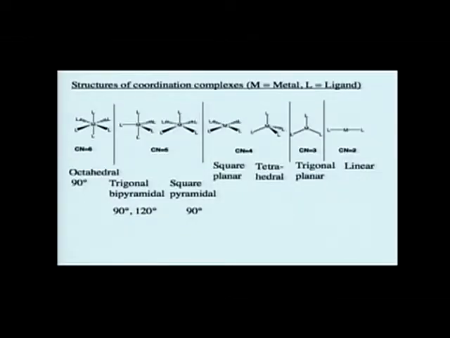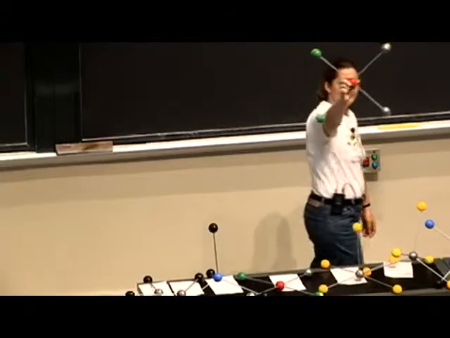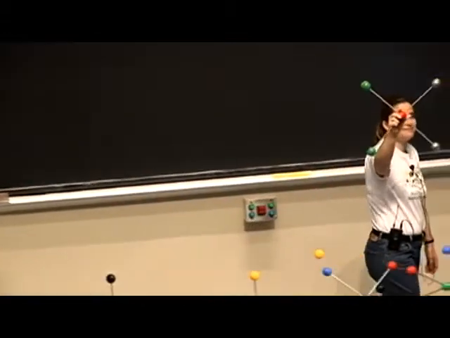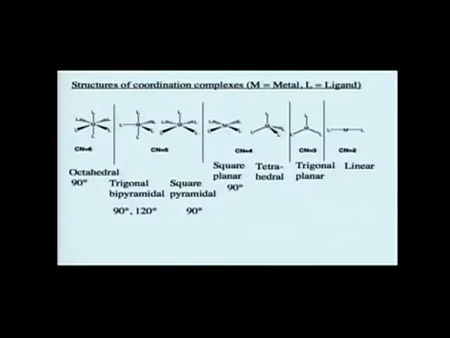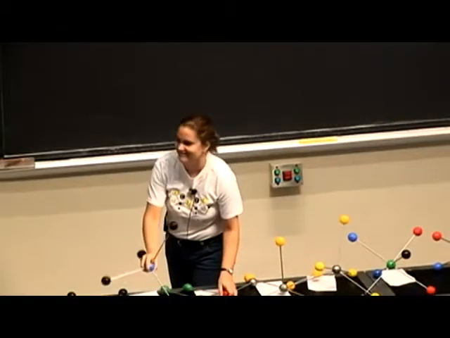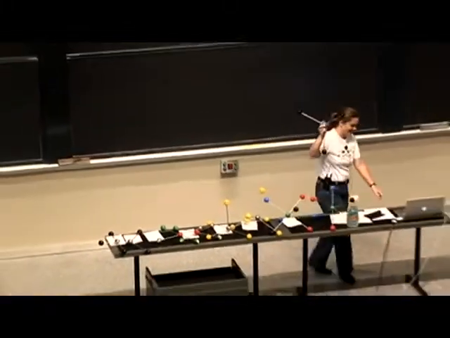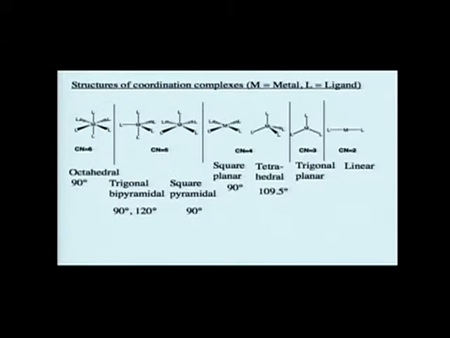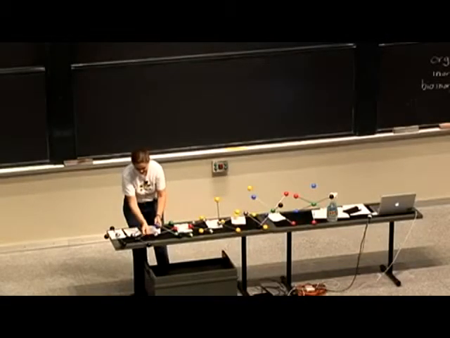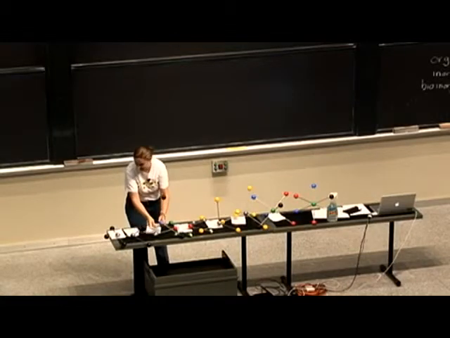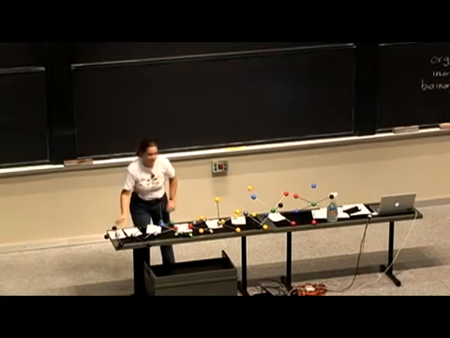What about square planar? 90. Tetrahedral? Let's try that again with more enthusiasm. Awesome, 109.5. Trigonal planar, 120, and finally linear, 180.